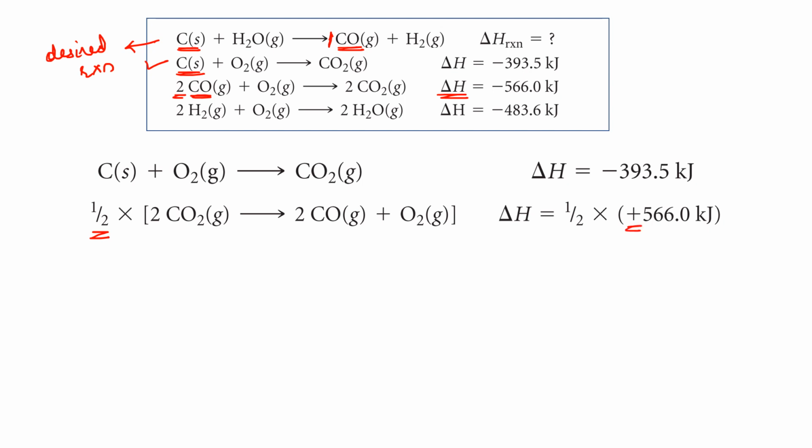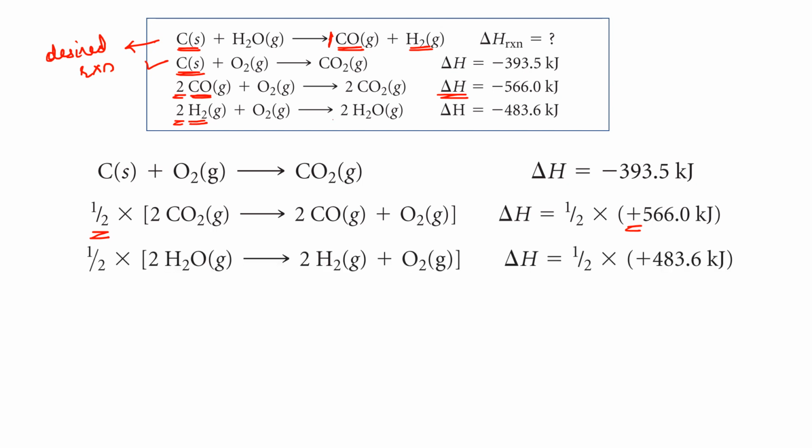Now let's see the third reaction. Here in the third reaction H2 is on the reactant side and in the desired reaction the H2 is on the product side. So again we will reverse this reaction, and here it is 2 moles and here it is 1 mole. So we have to multiply this reaction with half. As you can see here, I have multiplied this whole reaction with half and reversed it. The delta H has also become half multiplied by plus, because I have reversed this reaction, so negative becomes positive and it will be plus 483.6 kilojoules.